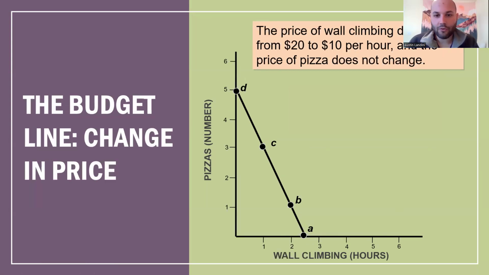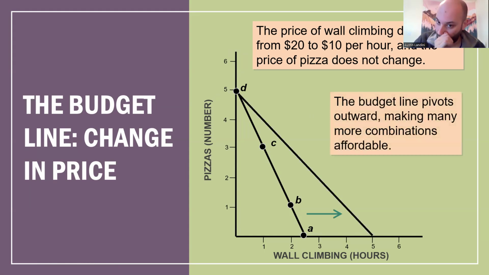All right, so suppose we have a change in the price of a good. Here, this is saying the price of wall climbing decreases from $20 to $10 per hour, and the price of pizza doesn't change. How would this impact our budget line? Well, the number of pizzas that we can buy with $50 income at $10 a pizza has not changed, but the number of wall climbing that we can buy at this new price has. If wall climbing is now $10 per hour, with $50 to spend, we could buy up to 5 hours of wall climbing instead of 2.5 at the $20 price.